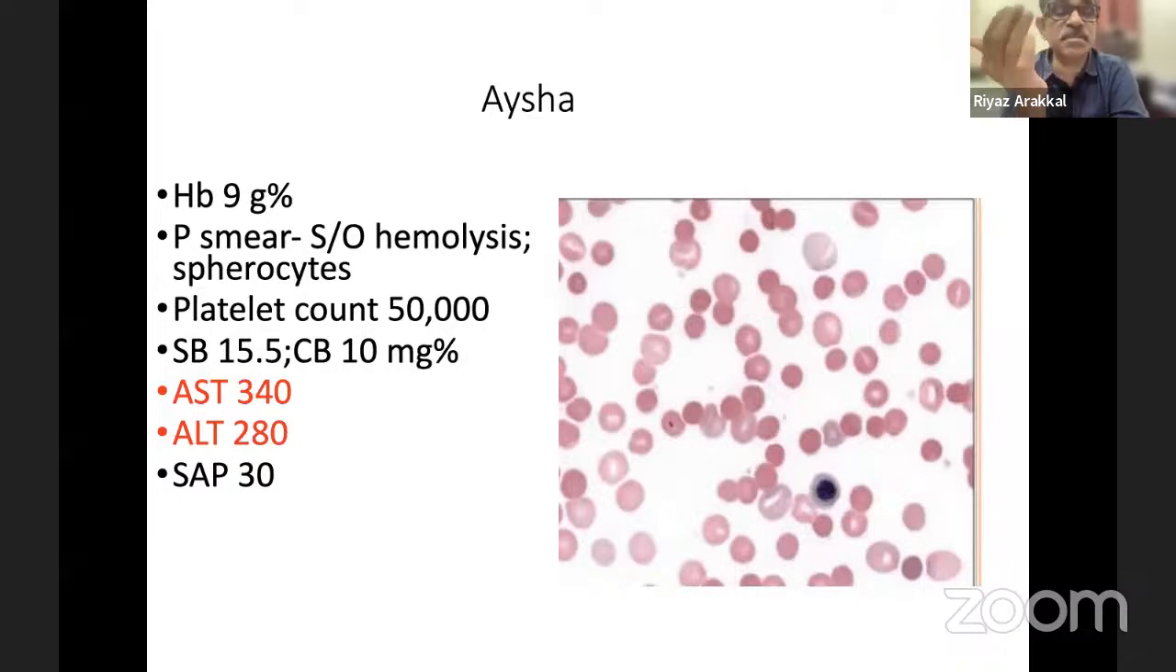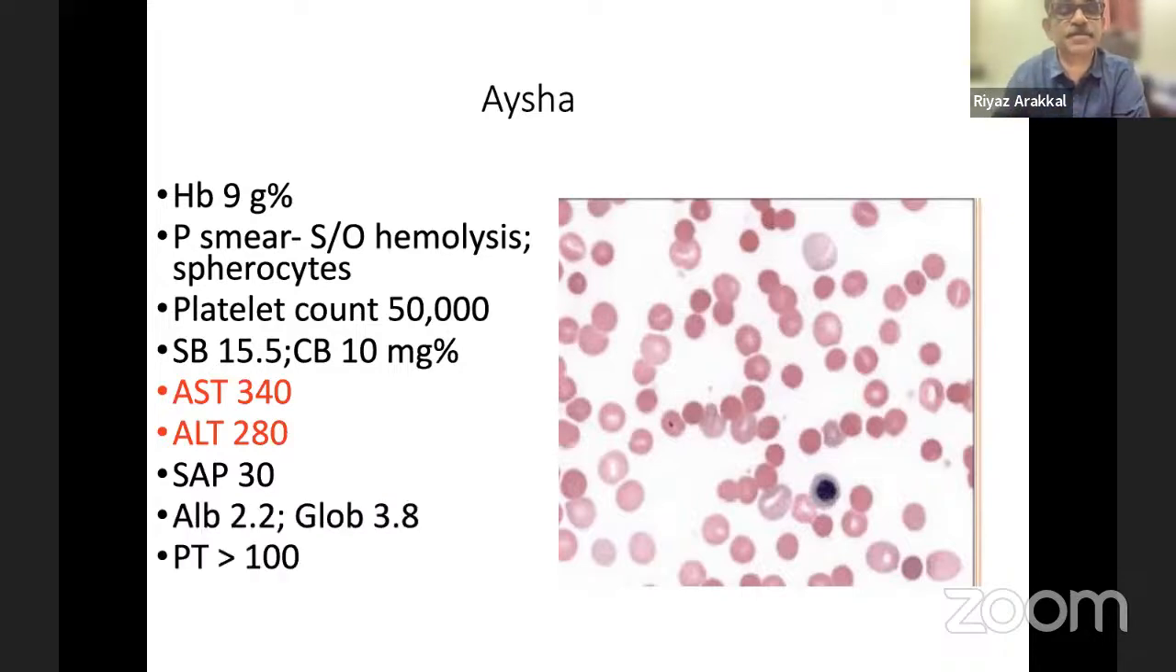And usually AST will be more than ALT. Why is it so? Because AST is in the mitochondria. And in Wilson disease, the brunt of damage is on the mitochondria. So when the mitochondria are damaged, more of AST will be released compared to ALT. Albumin is very low, 2.2 gram percent, globulin is high, and the prothrombin time is more than 100. That means this patient has fulminant hepatic failure.